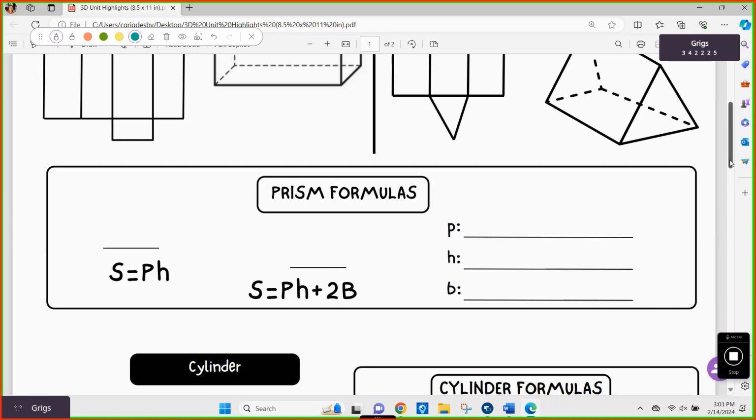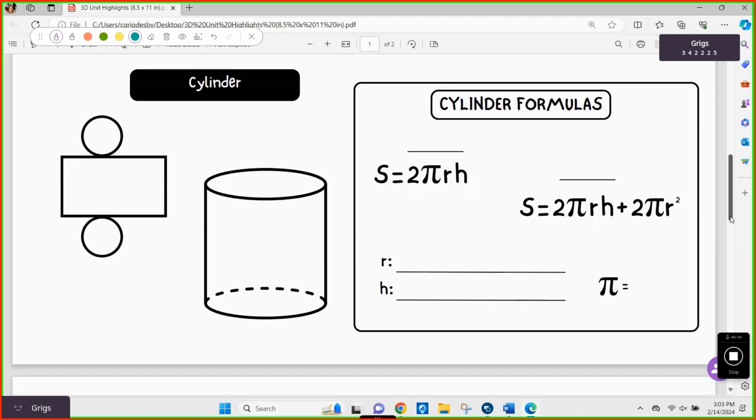Alright, let's scroll down to the most fancy cylinder. A cylinder is a spherical shape with two circles on the top. How many sides do you see? Three. Top, bottom, middle. So 3 sides. Alright, and your circles are the bases here. So it's 3 sides composed of 2 circular bases.